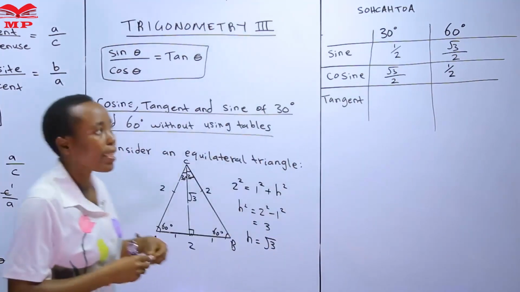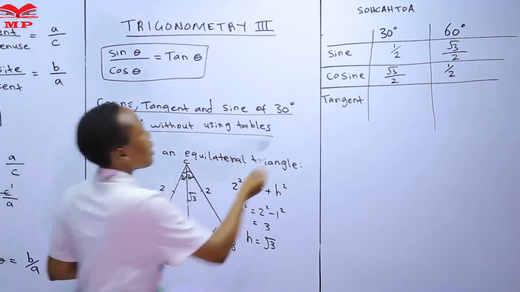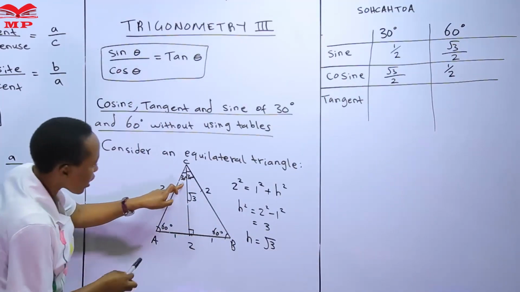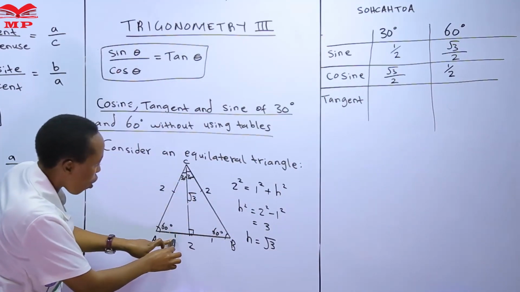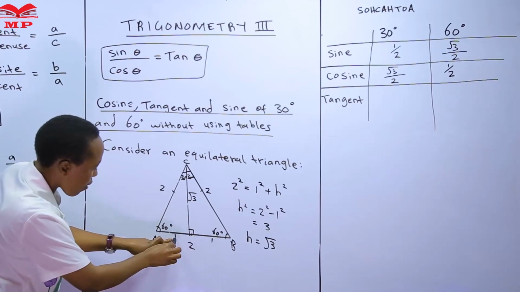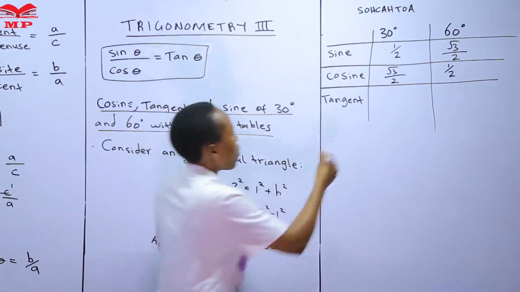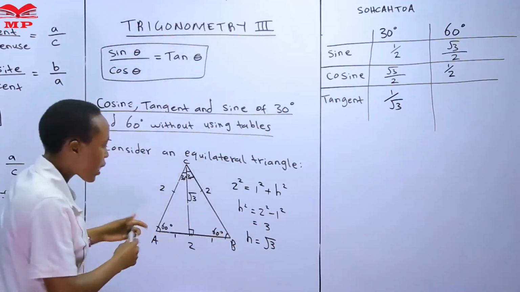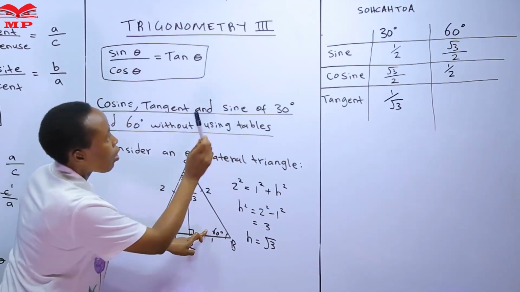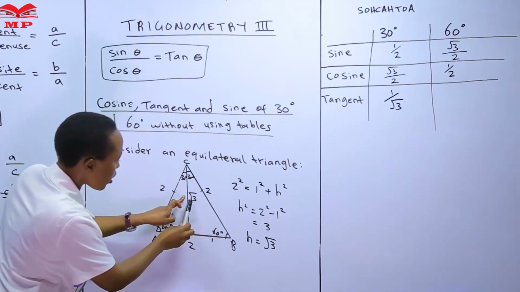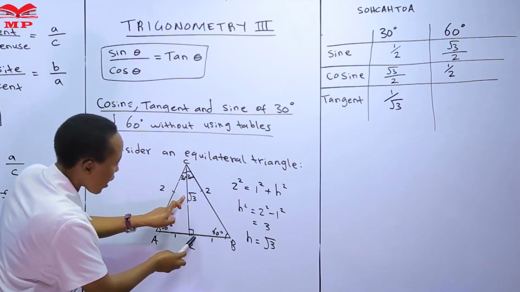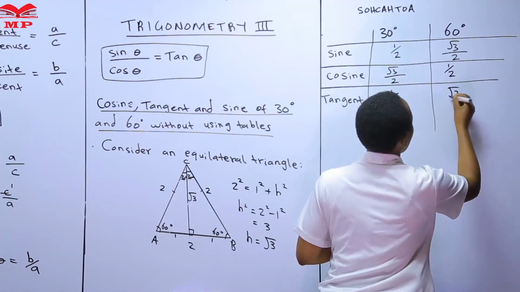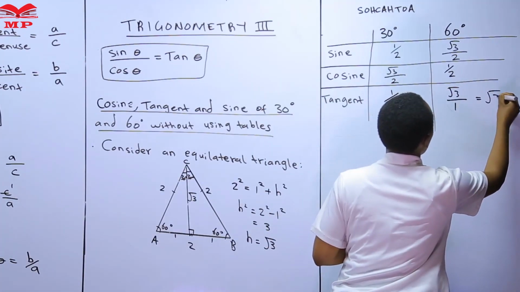Then finally with the tangent, we have tangent is equal to opposite all over adjacent. So for 30 degrees we have opposite all over the adjacent, so we have 1 over root 3. Then for 60 degrees, tangent is opposite, which is root 3, all over the adjacent, which is 1, so root 3 over 1, which is the same as root 3.